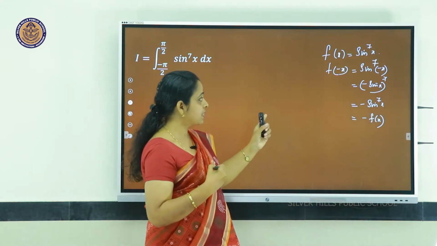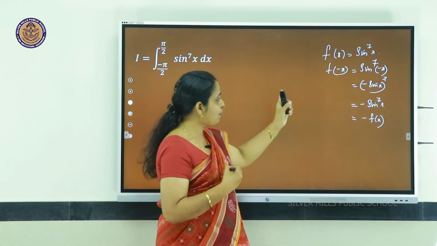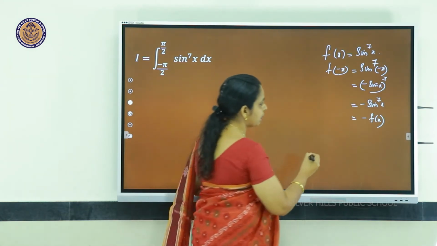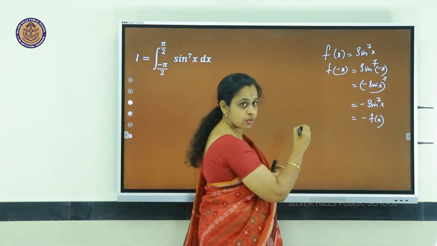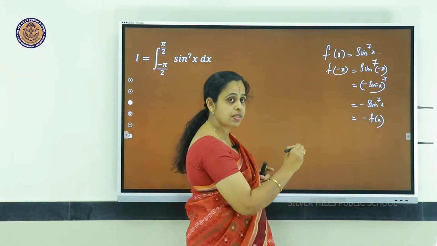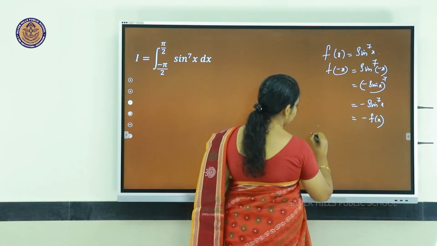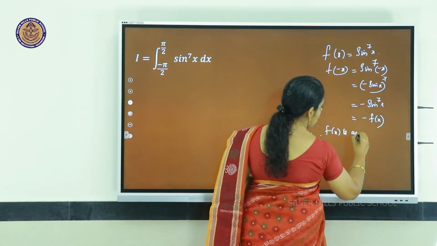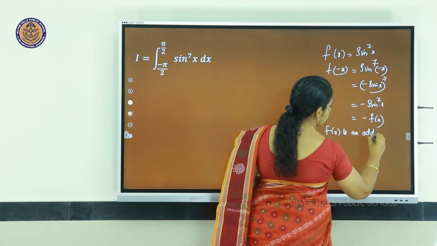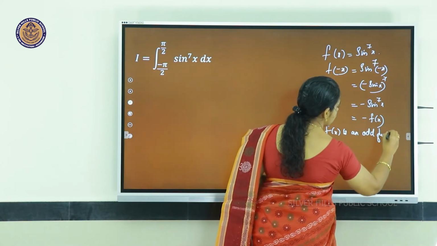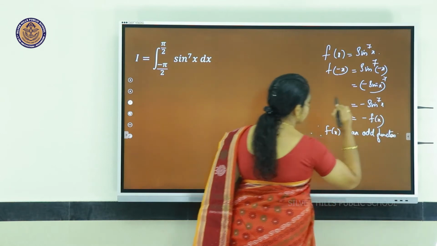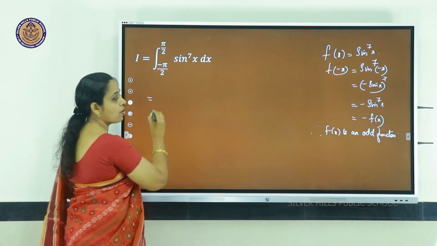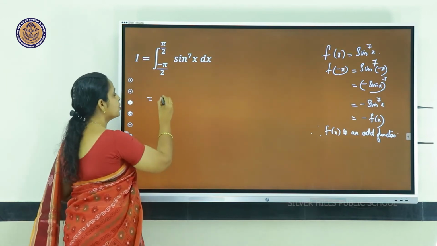F of x is sin raised to 7x. F of minus x is minus sin raised to 7x. So, it became minus of f x, which indicates that the function is an odd function. Therefore, f of x is an odd function. So, this is a part of the answer itself. So, the value of our integral became 0.